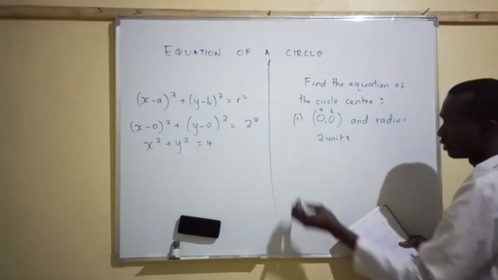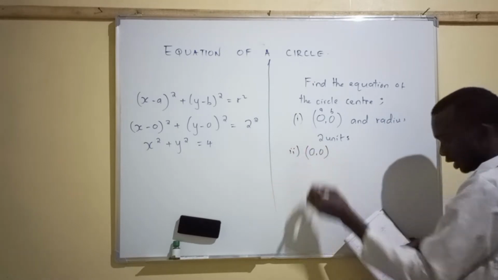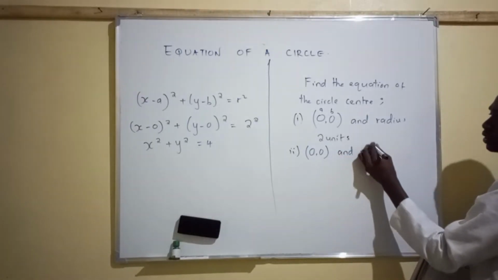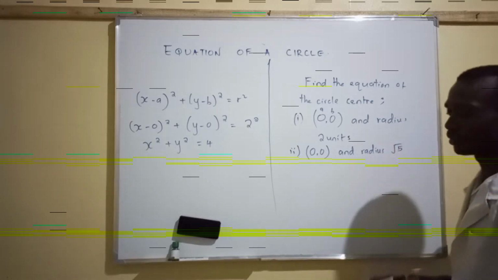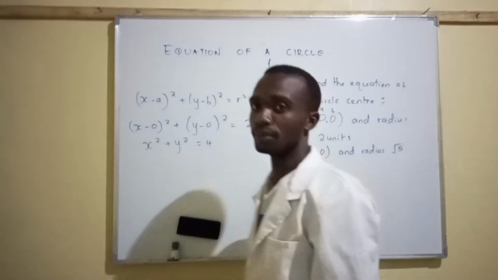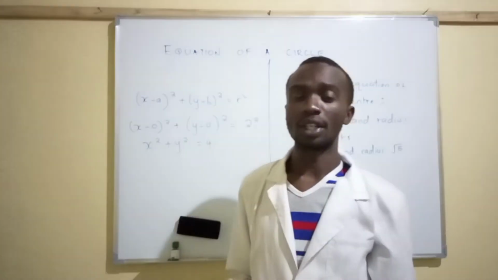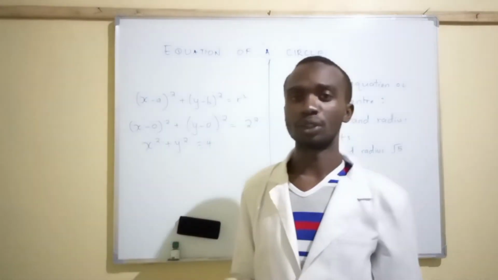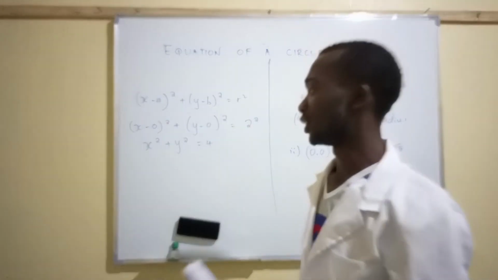The second example we have: the center is (0, 0), and radius root 5. So again, in this tutorial, the aim is to show you how to find the radius and the equation of the circle, given the center and also given the point where the circumference of the circle is passing.